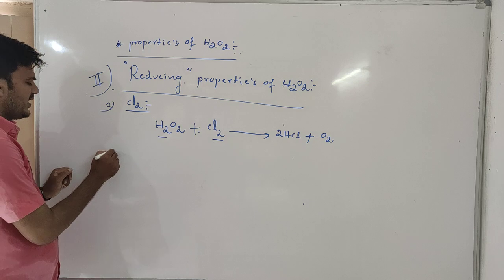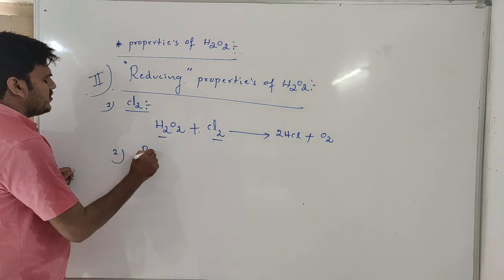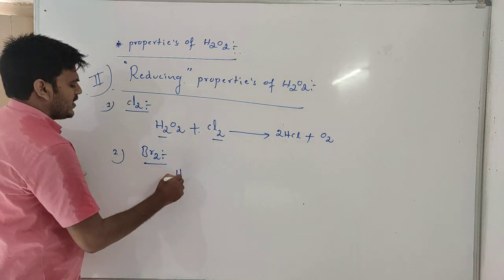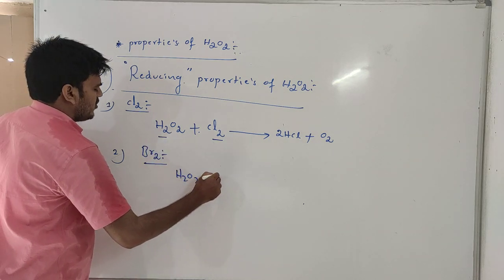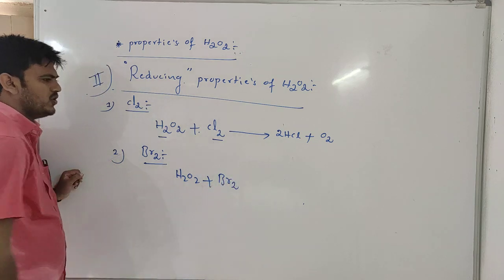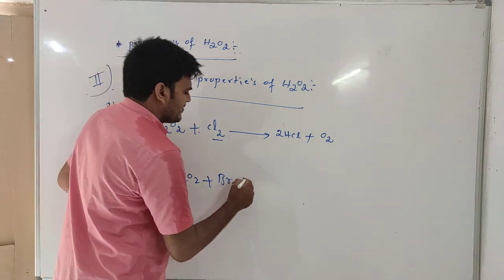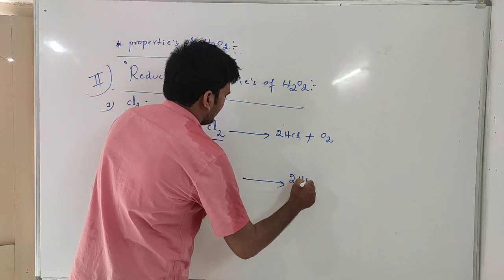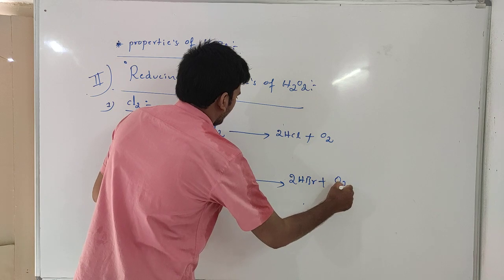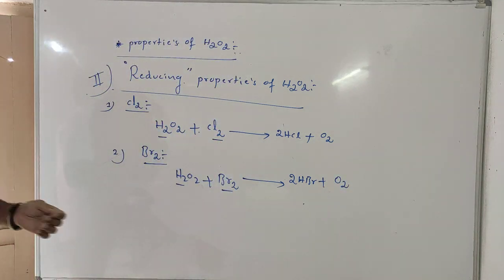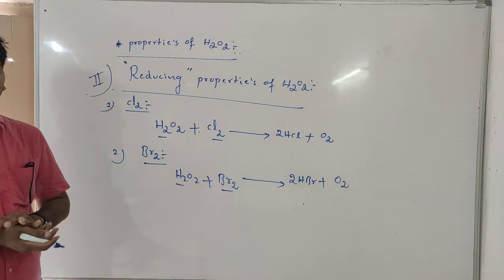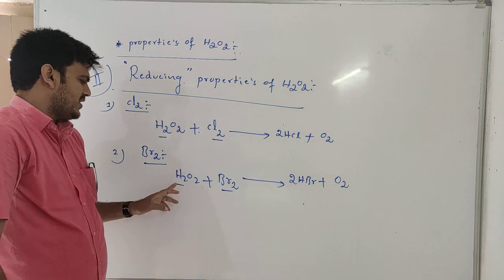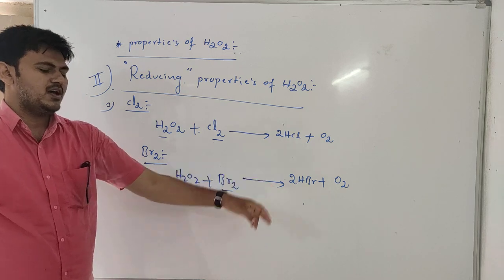And the second one, reaction with bromine molecule, formula Br2. Hydrogen peroxide H2O2 plus bromine Br2. Very simple answer: 2 moles of HBr, hydrogen bromide, and the byproduct is the same, oxygen gas. So as a reducing property, chlorine and bromine are the same. H2O2 plus Cl2 gives 2 moles of hydrochloric acid plus O2. Same, H2O2 plus Br2 gives 2 moles of HBr plus O2.